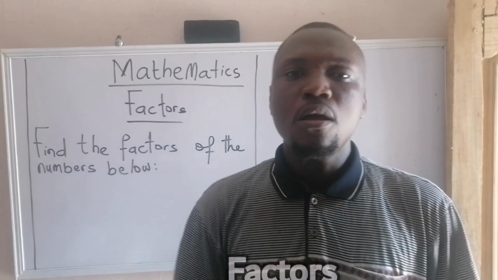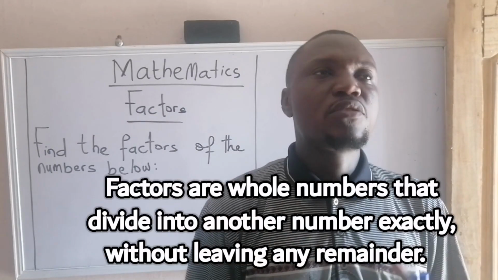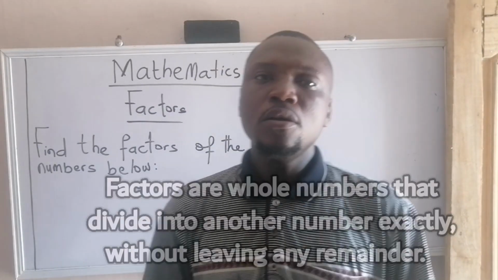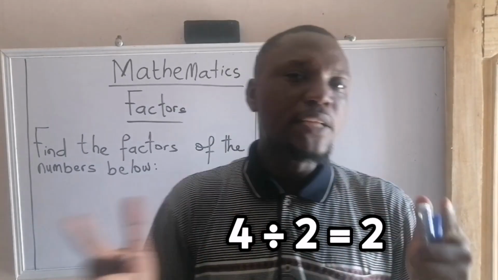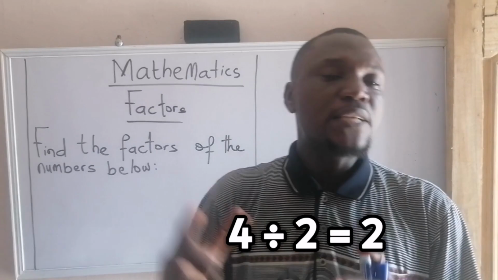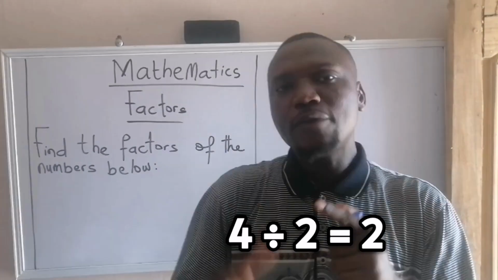What are factors? Factors are whole numbers that divide another whole number without a remainder. 2 is a factor of 4. Why is 2 a factor of 4? Because 2 can divide 4 without a remainder. 2 will divide 4 and you will get 2. If I say 4 divided by 2, you are going to have 2.